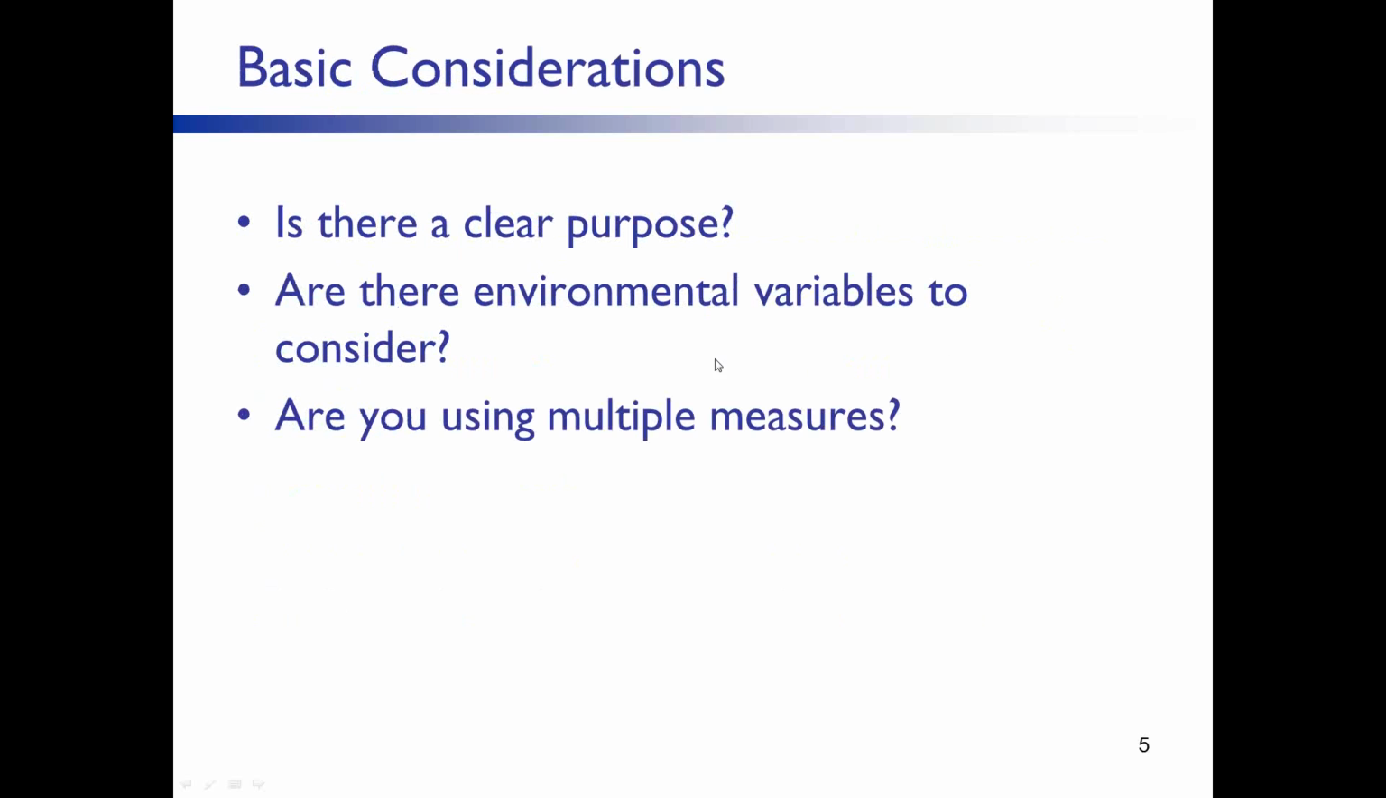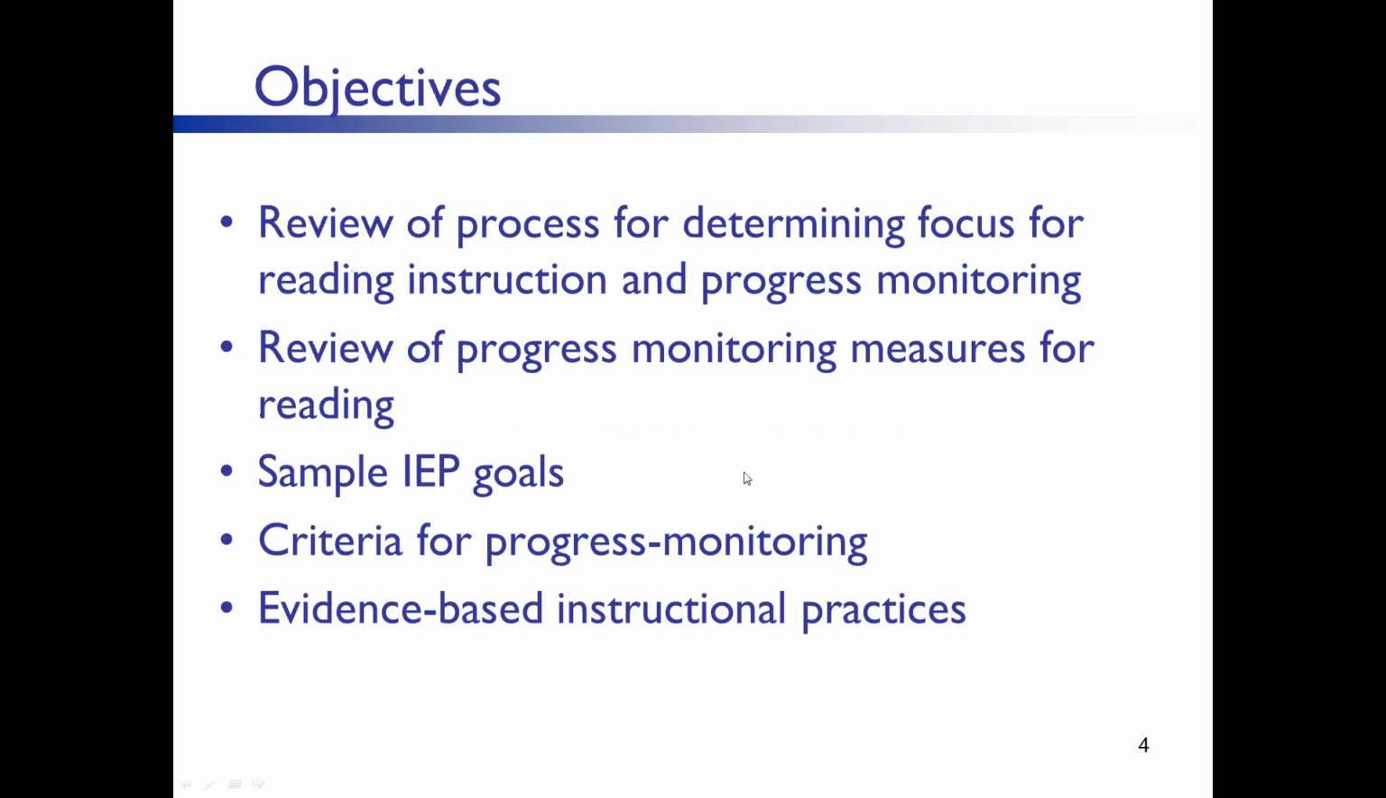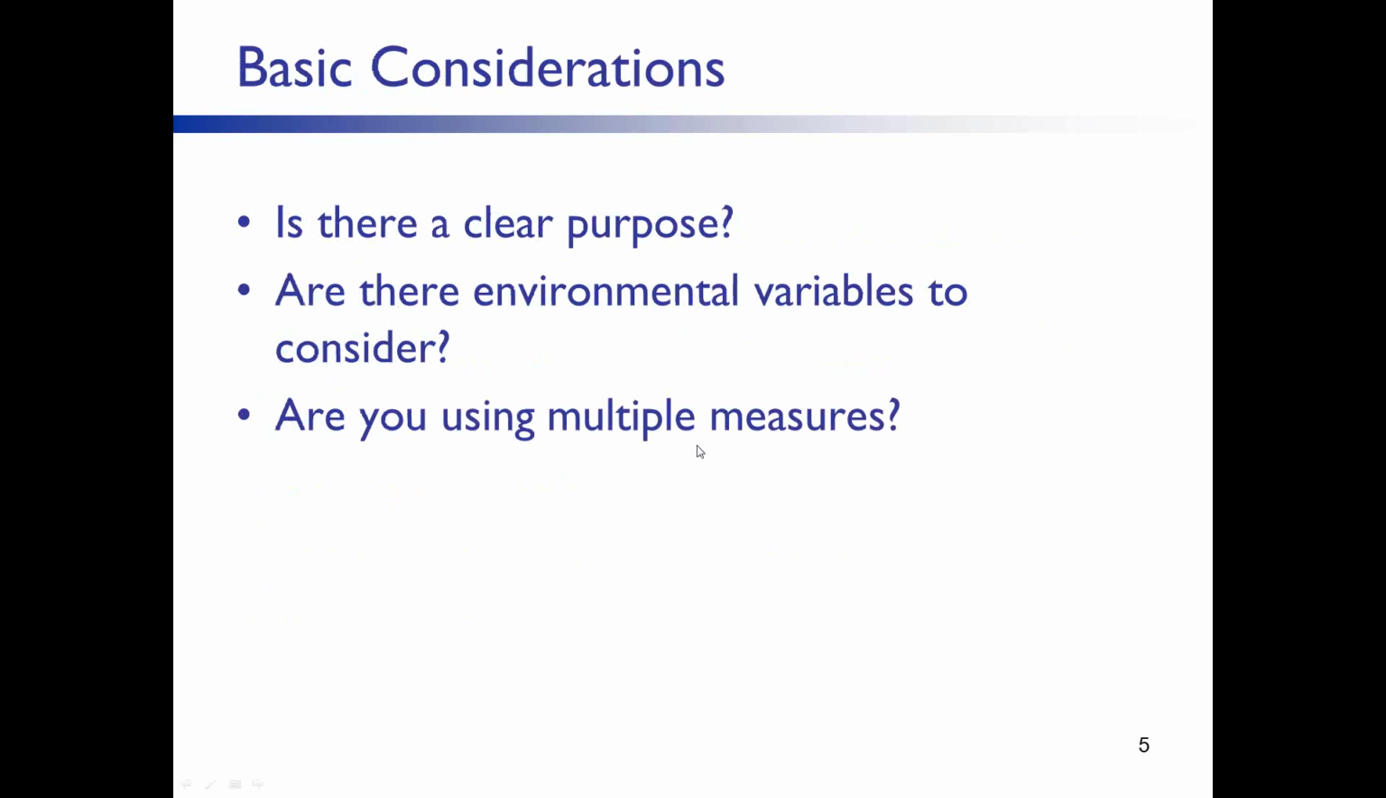The objective of this is to review with you the process for determining your focus for reading instruction and progress monitoring, and this will help you as you develop your IEP. What are some of the progress monitoring measures you might use? What are some sample IEP goals, and what are some criteria for monitoring progress? And what are some research-validated, evidence-based instructional practices? I'm going to briefly and quickly review this, but this is the first place you should go when you're thinking about and structuring your progress monitoring tools in your IEP.